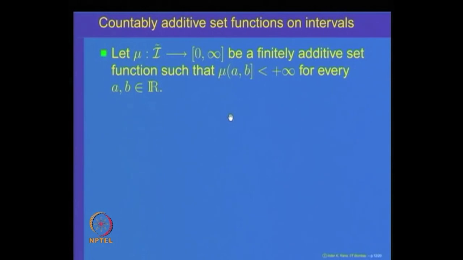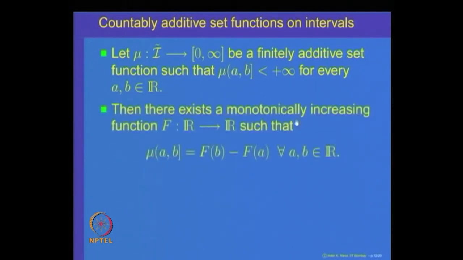So, what we are going to prove is the following. Suppose we have got a set function mu on the class of all left open, right closed intervals, such that, let us say, it is finitely additive. This mu is given to be finitely additive, and also given the fact that mu for a finite interval is finite for every a and b. Then we want to prove that this can be characterized by the existence of a monotonically increasing function f from R to R, such that mu of the left open, right closed interval a b is given by f of b minus f of a for every a belonging to R.